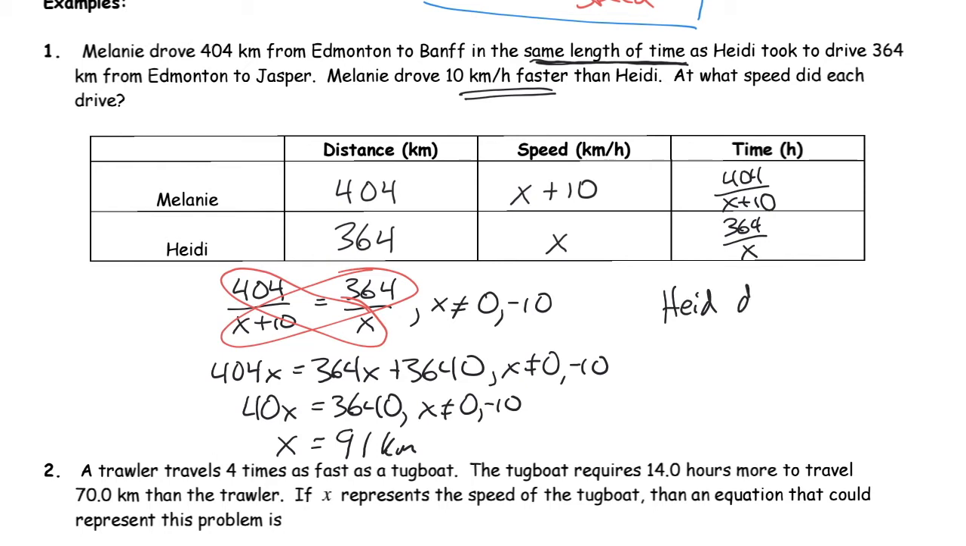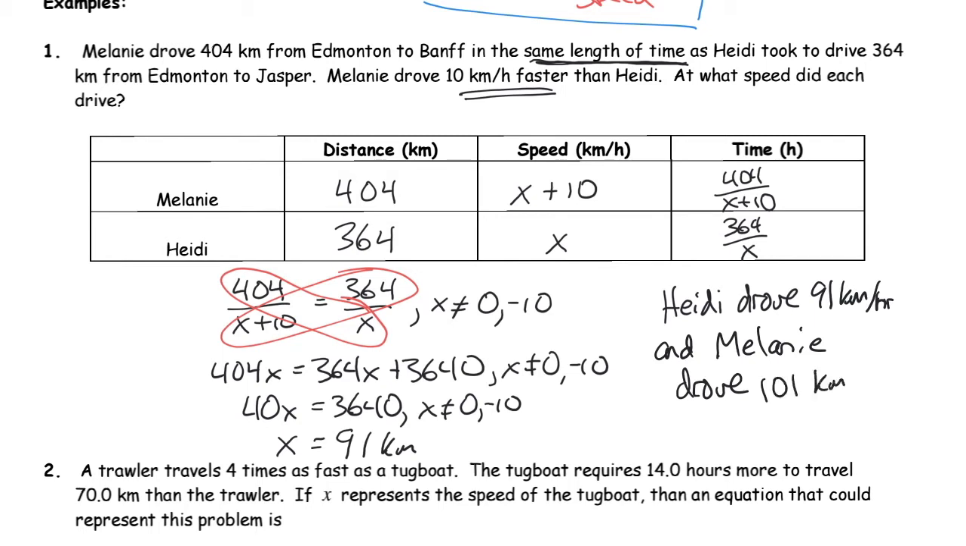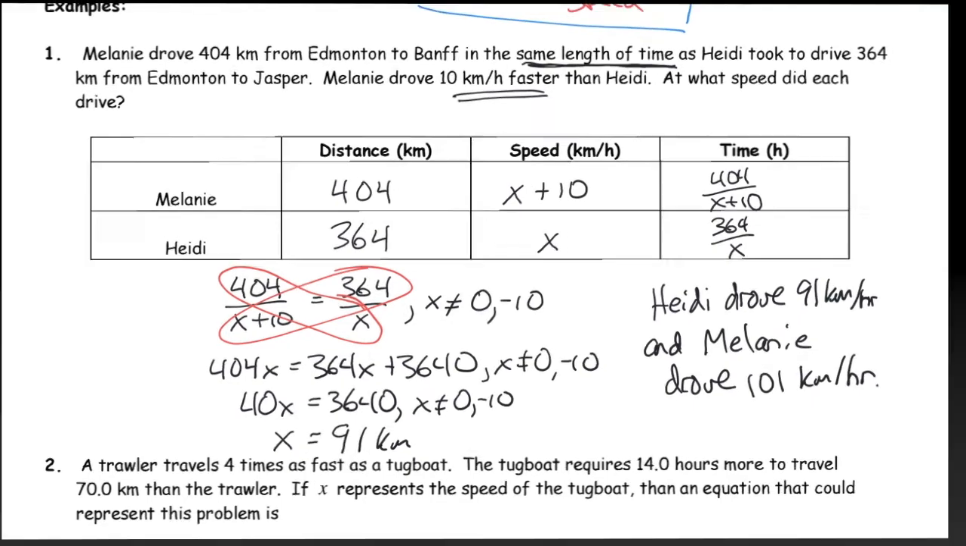Did I spell it right? No, there's an I there. So Heidi drove 91 kilometers an hour. Sorry, let me get that a little bigger there. There we go. Heidi drove 91 kilometers per hour. And Melanie drove, well, she drove 10 kilometers an hour more than that. So she drove 101 kilometers per hour. Okay, and there you go.